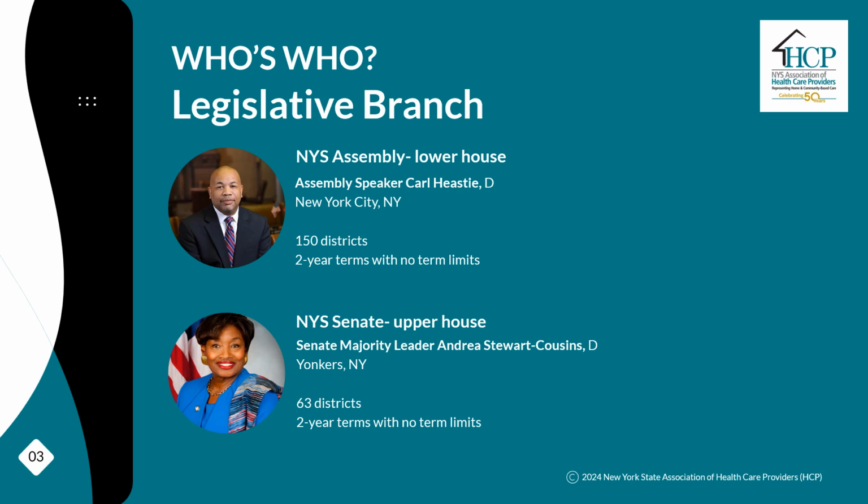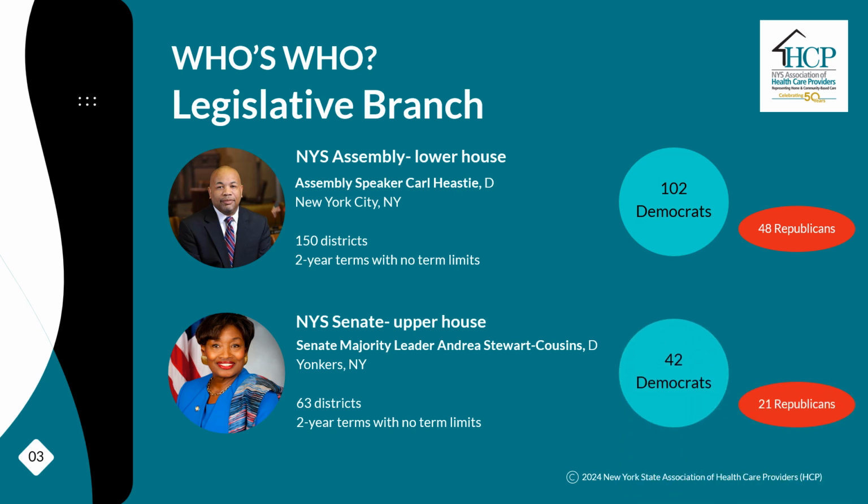Legislative terms in both houses are for 2 years and have no term limits. At present, there is a Democratic majority in both houses, with 102 Democrats in the Assembly and 42 in the Senate. The lieutenant governor is the ex officio president of the Senate and can cast a vote in the event of a tie, but cannot otherwise vote.